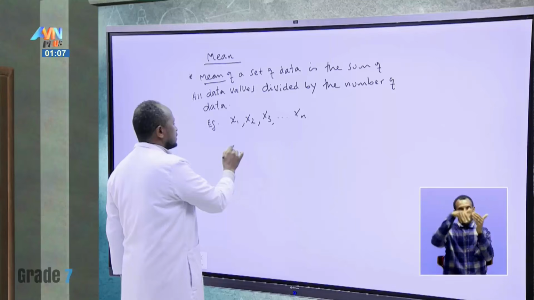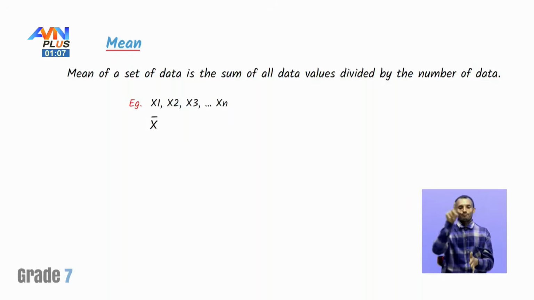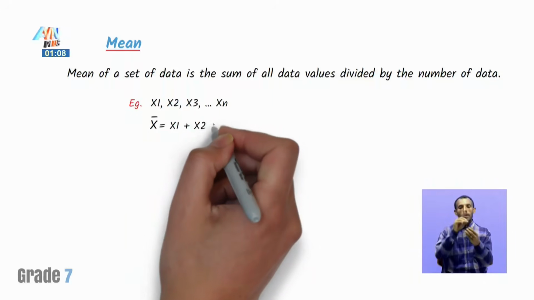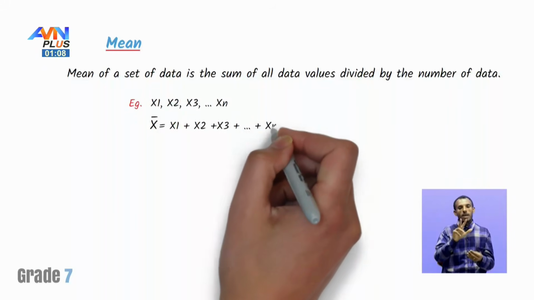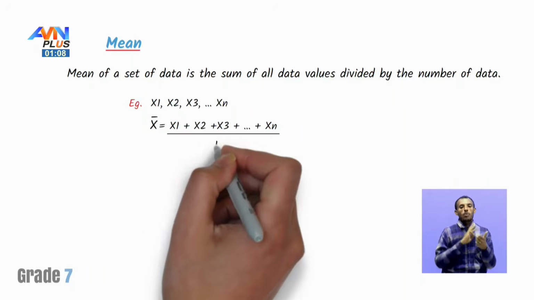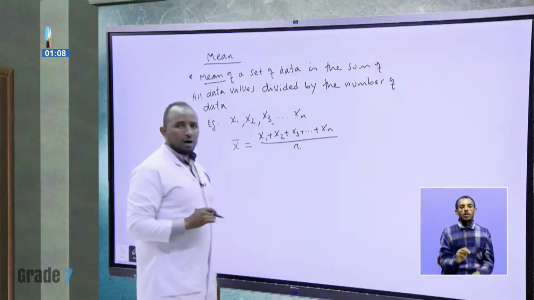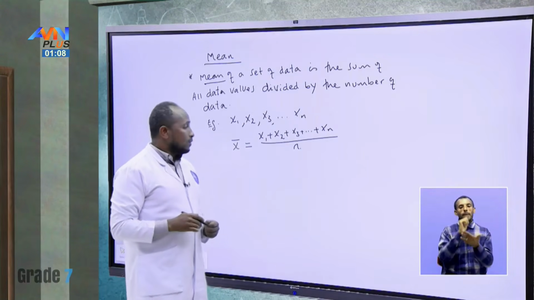Most of the time we use the symbol x bar for the mean. So this mean is equal to the sum of the data values x1, x2, x3, and so on, divided by the number of data. Here we have 1, 2, 3 up to n, so we have n data. So you add all data values and divide by the number of data. This is how we calculate the mean. Now let's see an example.